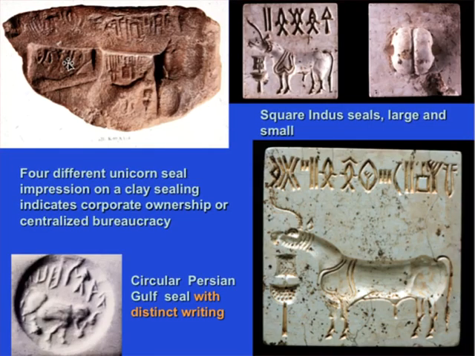We have clear use of writing for use on seals for trade. We also have writing that may have just been used for symbolic purposes. And we know that the Indus writing system was used to write other languages, which we can see in the Gulf.